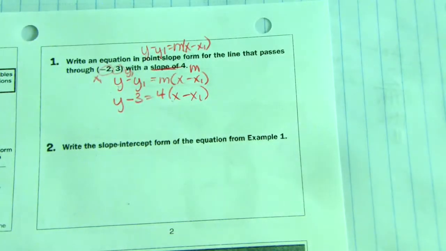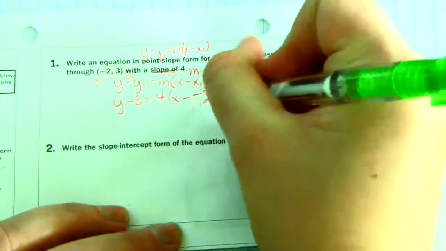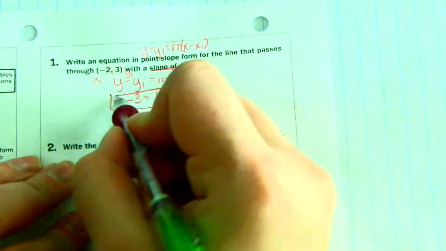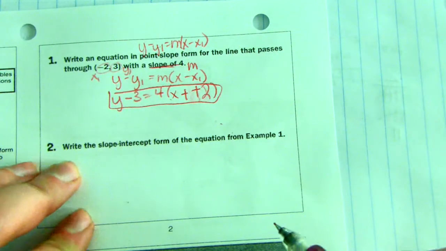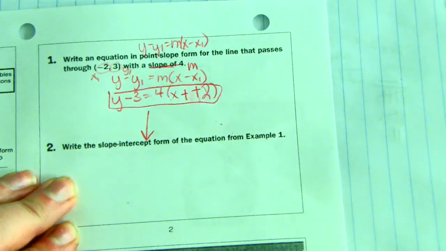Oops, x1 is negative 2 in this case. And what's a negative minus 2? So minus minus becomes plus. So here is our point-slope form. That's all it wanted, point-slope. Number 2 says take that and write it into slope-intercept form. So we're going to solve it for y, basically.